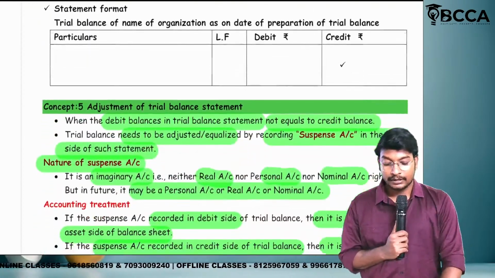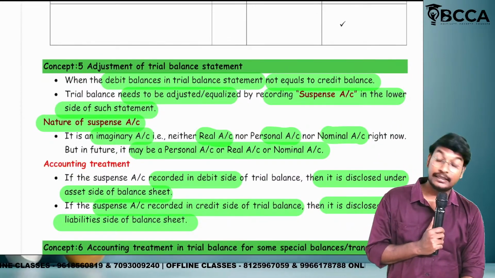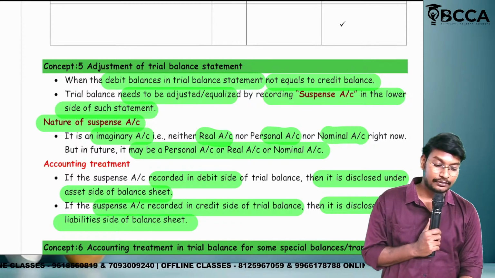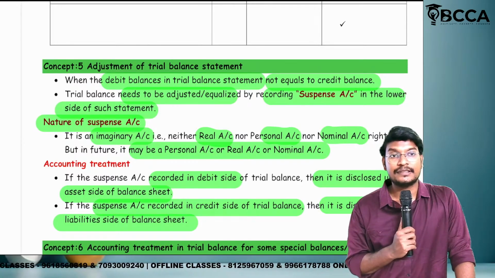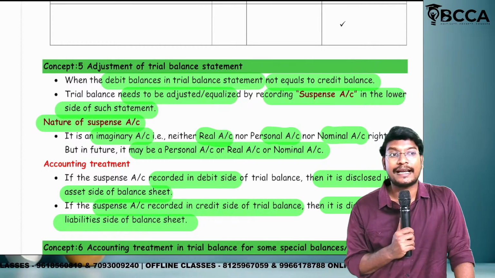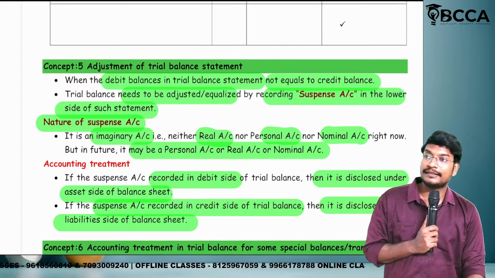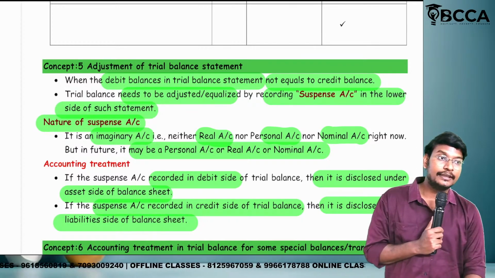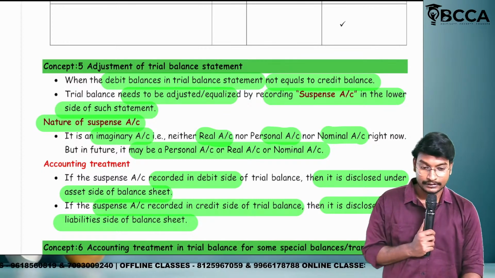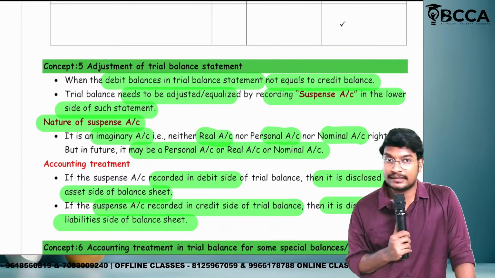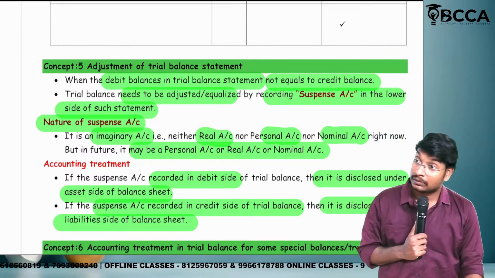Next one, if both the sides are not equal, then which account will come into the picture? Suspense account. If the debit side is more, then the suspense account will be on the credit side. Then the suspense account will have a credit balance, and we have to transfer it to the liability side of the balance sheet. If the credit side is more, then the suspense account will be on the debit side. Then it is called a debit balance, and it will be transferred to the asset side of the balance sheet. Now, the suspense account is an imaginary account. It is not a personal account, real account or nominal account.